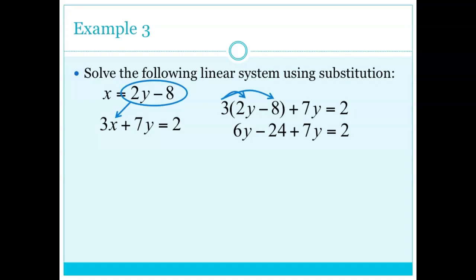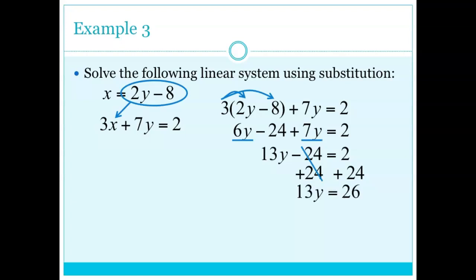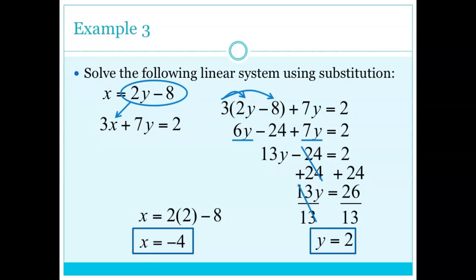And then now we can solve for y. So let's combine 6y and 7y. That's 13y minus 24 equals 2. Add 24 to both sides. That leaves us with 13y equals 26. Divide both sides by 13. So now we have y equals 2. Now to solve for x, I'm going to substitute 2 back in for y. So this will be x equals 2 times 2 minus 8, which is 4 minus 8, so x is equal to negative 4. So our answer here is x equals negative 4 and y equals 2.